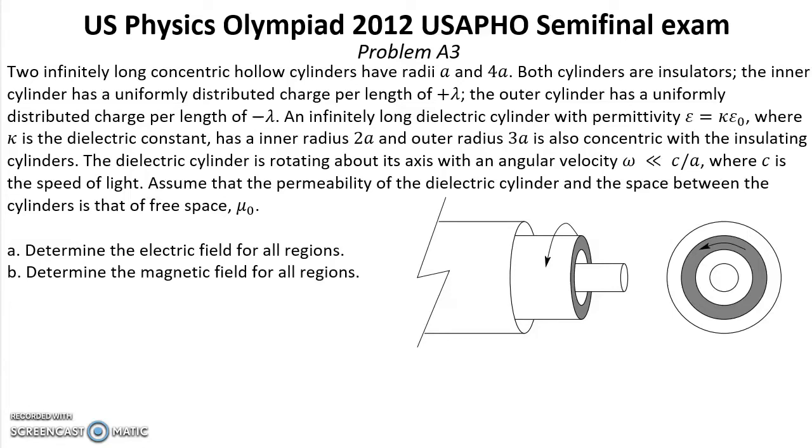The dielectric cylinder is rotating about its axis with an angular velocity omega much less than c over a, where c is the speed of light. Assume that the permeability of the dielectric cylinder and the space between the cylinders is that of free space, mu0. Question A. Determine the electric field for all regions. Question B. Determine the magnetic field for all regions.